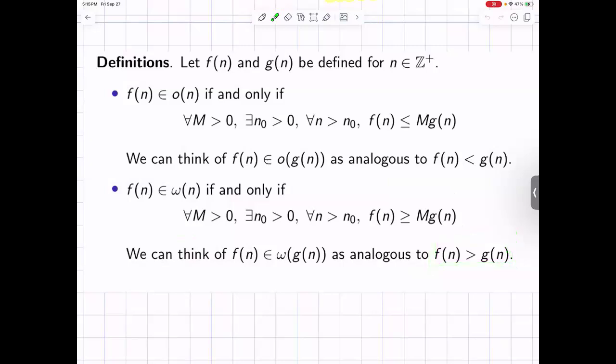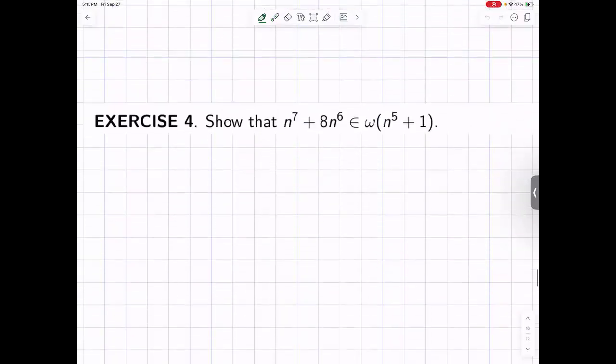And so we're going to look at a couple of proofs in the next couple of videos, which will address this. Okay, so let's get started. So let's start by looking at this one here, where we're saying n to the 7 plus 8n to the 6 is going to be in little omega of n to the 5 plus 1.